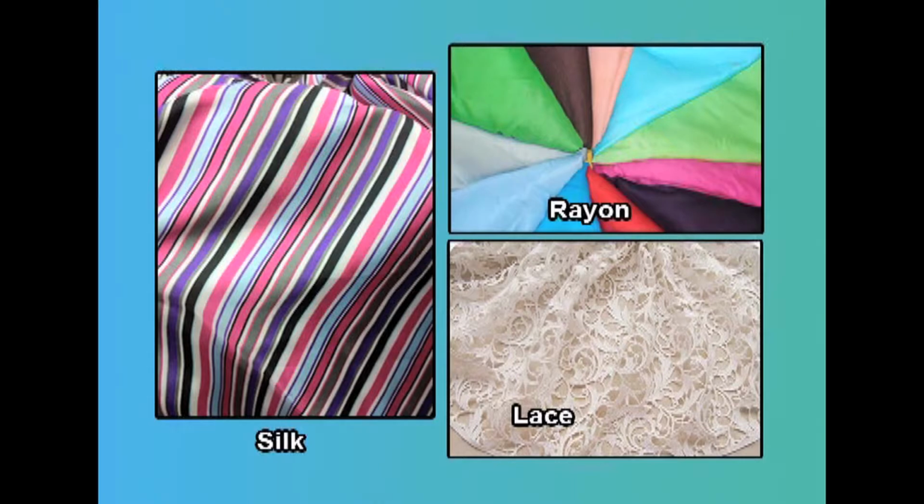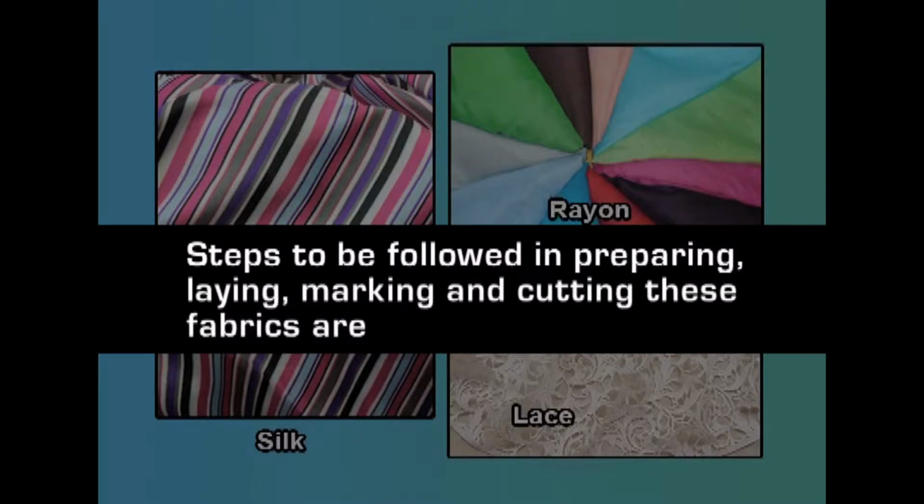Coming to the next fabric, silk, rayon and laced fabric. These fabrics are very thin, slippery and delicate. Great care is required in marking and cutting these fabrics. Steps to be followed in preparing, laying, marking and cutting these fabrics are: pre-shrinking is not required for these fabrics. They can be used directly as purchased from the shops.